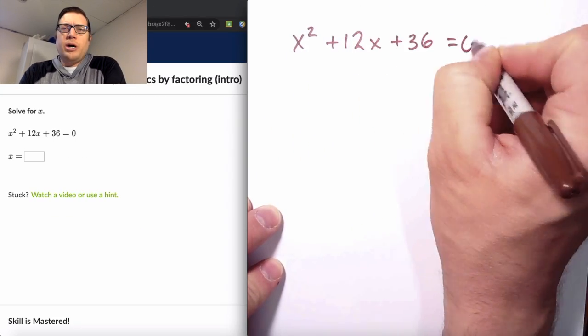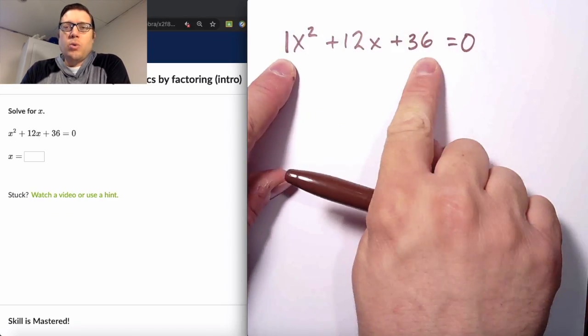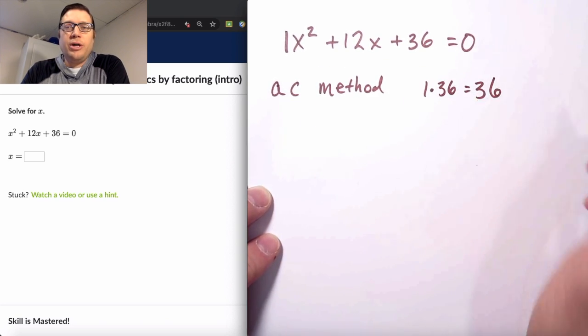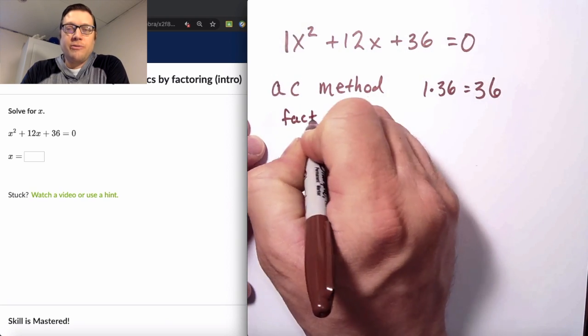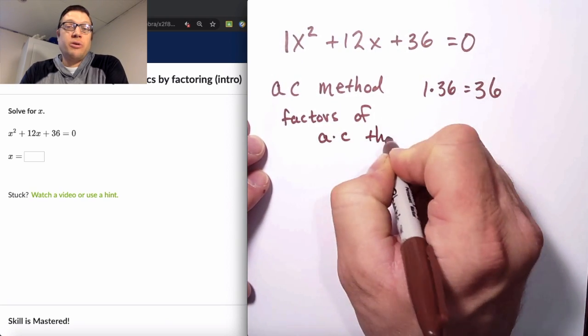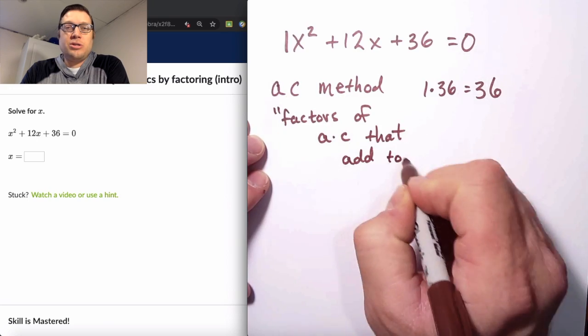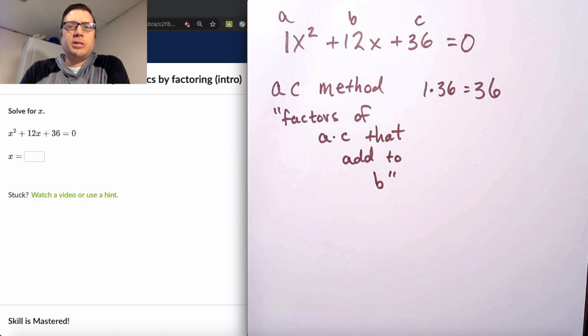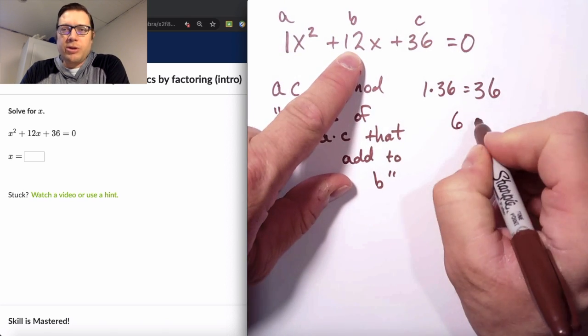We're going to start with the quadratic equation 1x squared plus 12x plus 36 equals 0. And I want to introduce a method called the AC method, which is a way to factor. There are some other videos that highlight this method in addition to the box method or whatnot, but it's very straightforward: follow this process and you'll be mostly successful every single time.